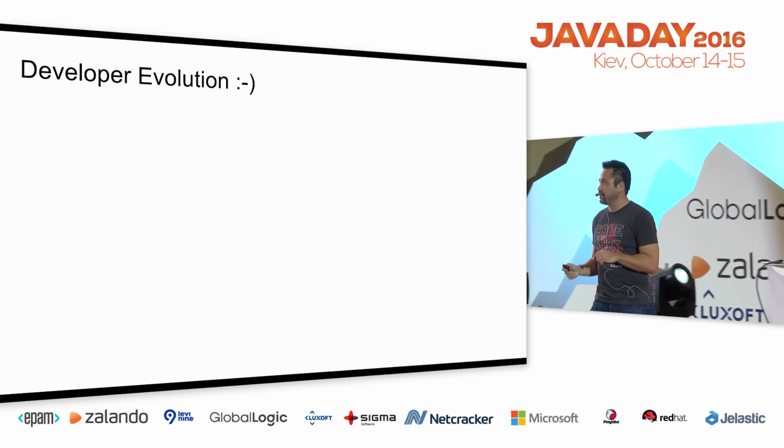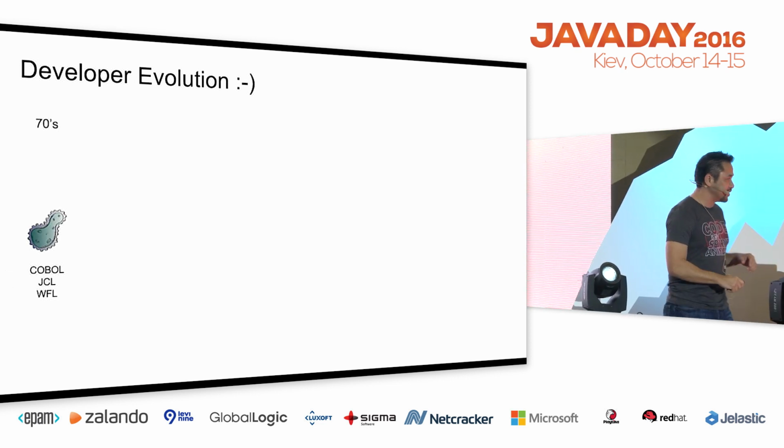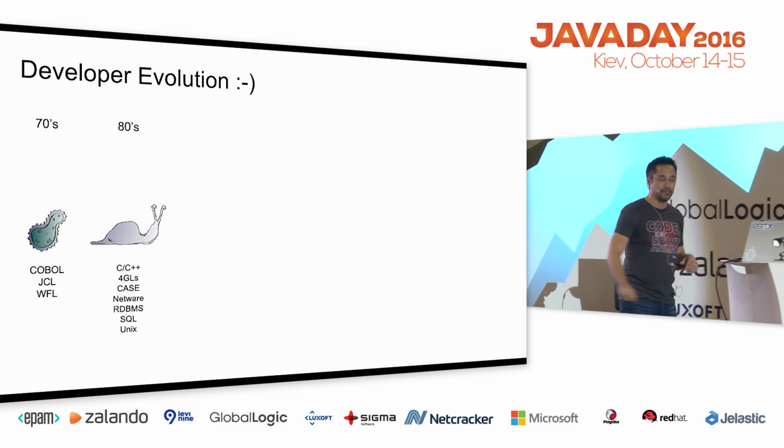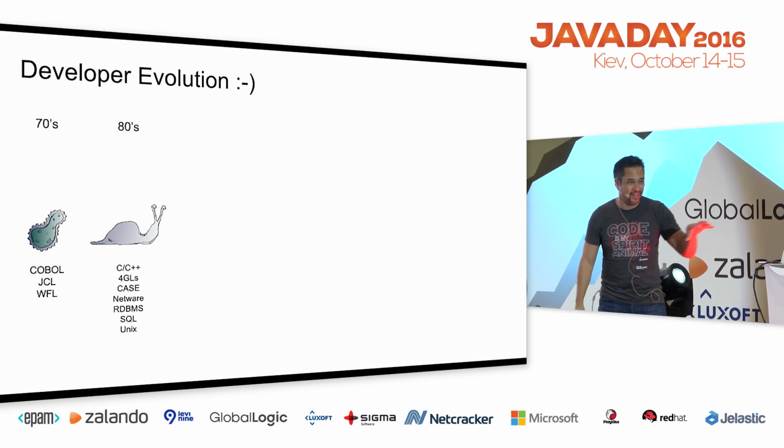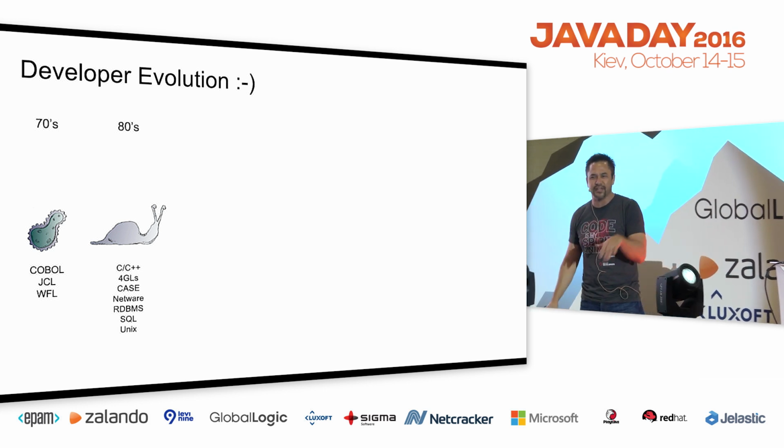Quickly, to give you another little history lesson, in the world of developers, we've had to learn a lot over time. So in the 70s, we might have had to do COBOL and JCL and Wiffle, right? I actually did Wiffle on a Unisys mainframe. I didn't do JCL.